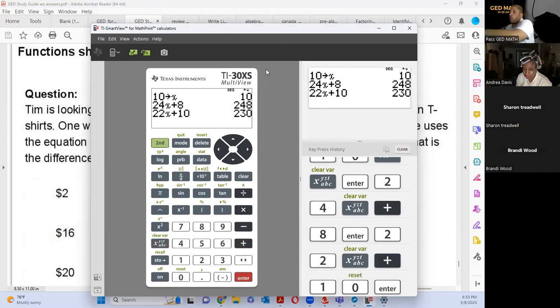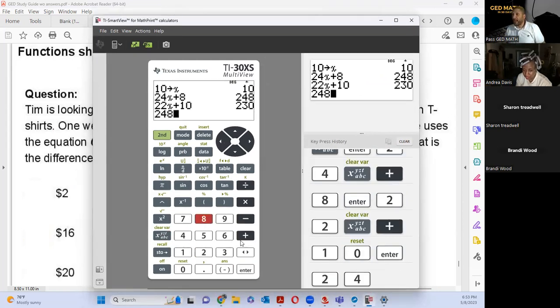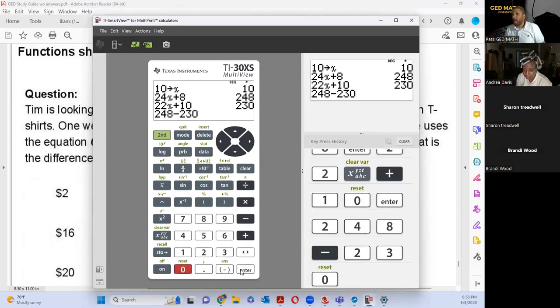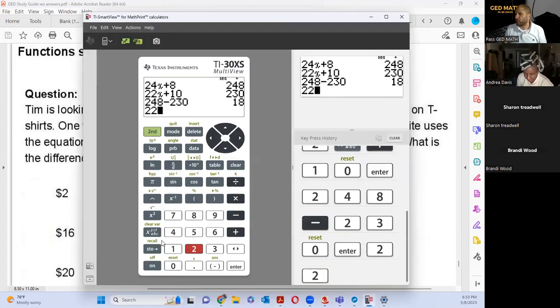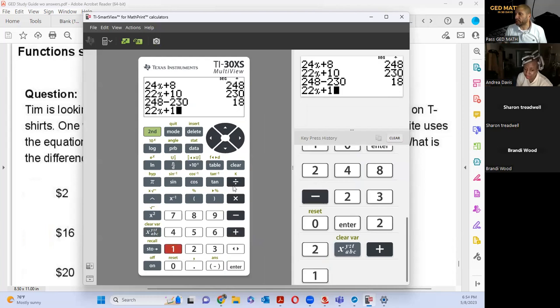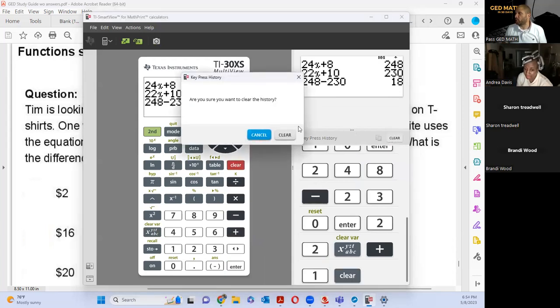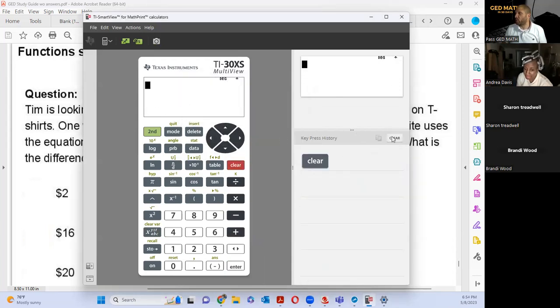Now, they want to know what is the difference in the cost. 248 minus 230. Oops, I must have put the wrong thing in. 22n plus 12, not 22n plus 10. 22x plus 12. So let me start over. Let me do it all over so you can see it.